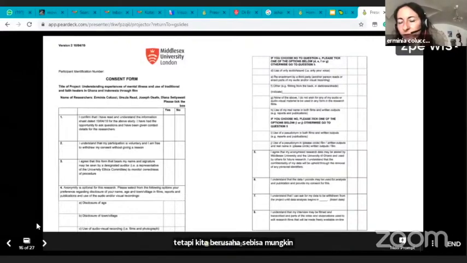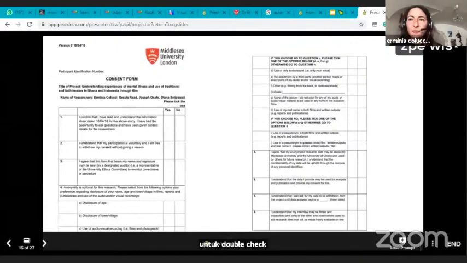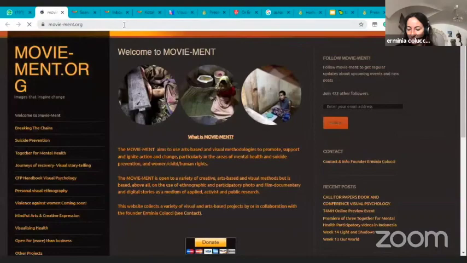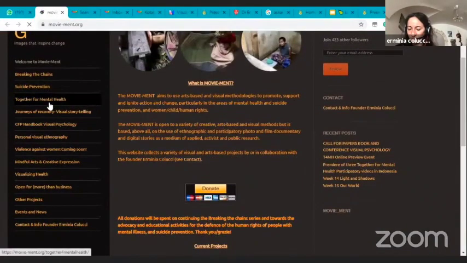May I show the Indonesian version? Yes, please do. And then after, Bulan, if you want to show the Movie-ment website, people can check the project I'm talking about. Okay, here, can you see my screen? The Movie-ment. Yes.